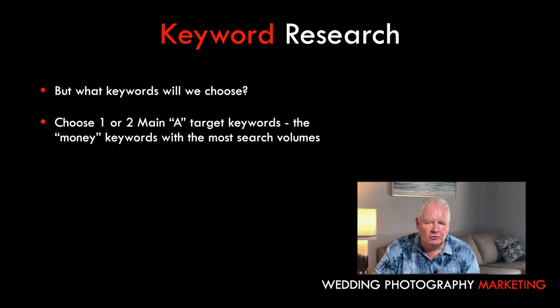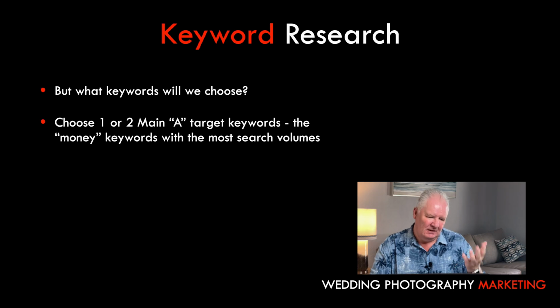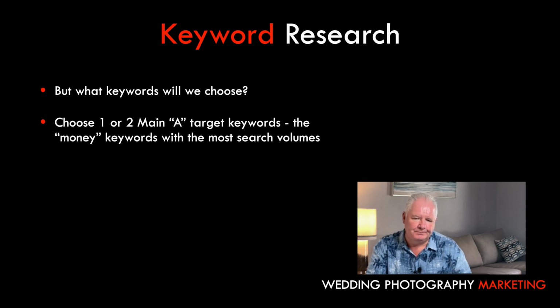What keywords will we choose, or what ones will we pick? Well, you want to choose one or two main, what I call the A keywords. These are the money keywords with the most amount of search volume relevant to you. I would say try and find keywords with 200 to 400 searches a month, right? You can initially try go for lower ones than that if you don't want to make the job of ranking for those keywords too difficult. But try and get something that's got a reasonable amount of search volume, between 200 and 400 a month.